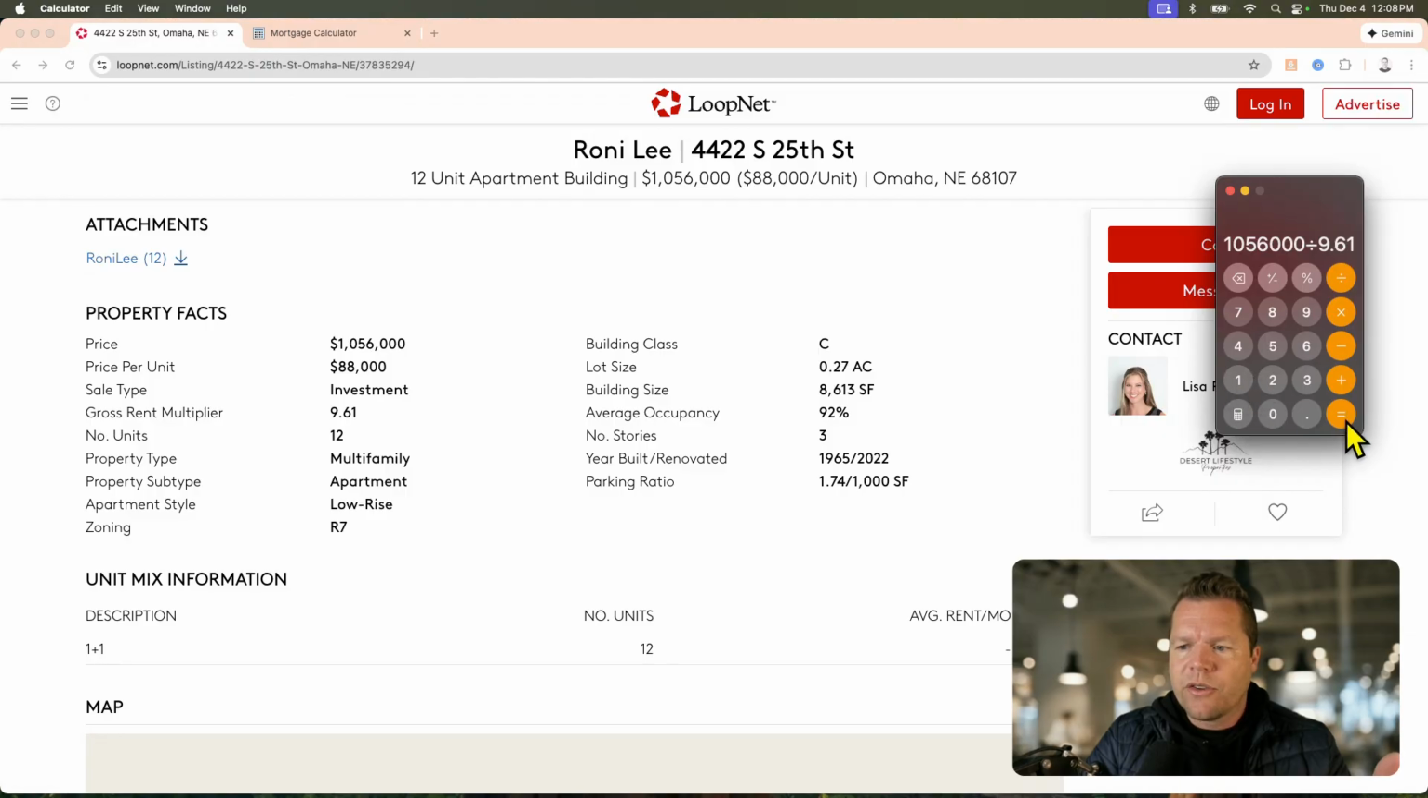That should give us the gross rent for the year. So about $110,000 of gross rent. That's before expenses and mortgage payment and all that kind of stuff.